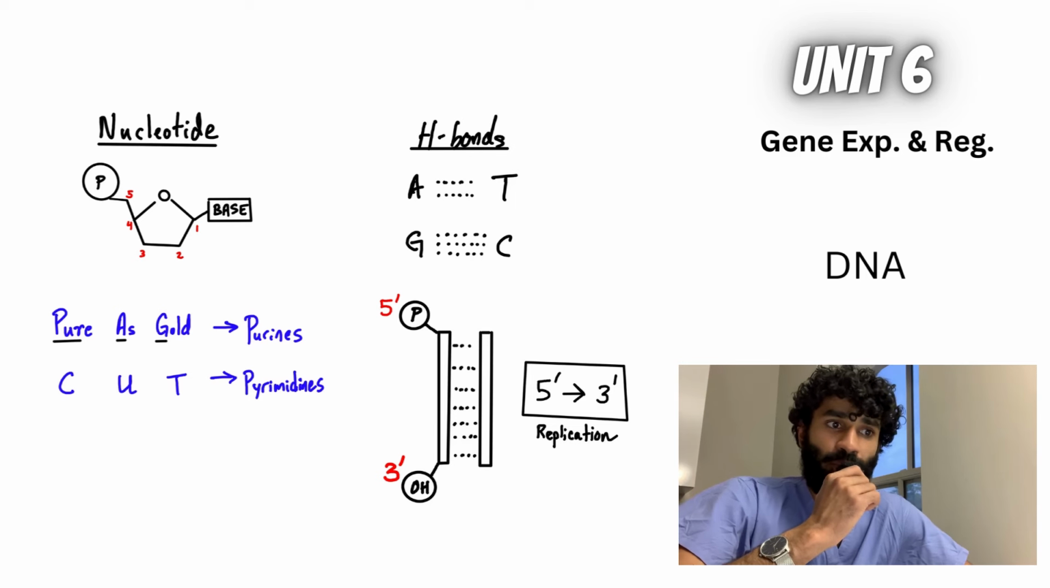Purines are the big ones. A's and T's go together with 2 H bonds, and G's and C's go together with 3 H bonds. The 5' end has the phosphate, and the 3' end has hydroxyl. And remember, DNA only extends at the 3' end.